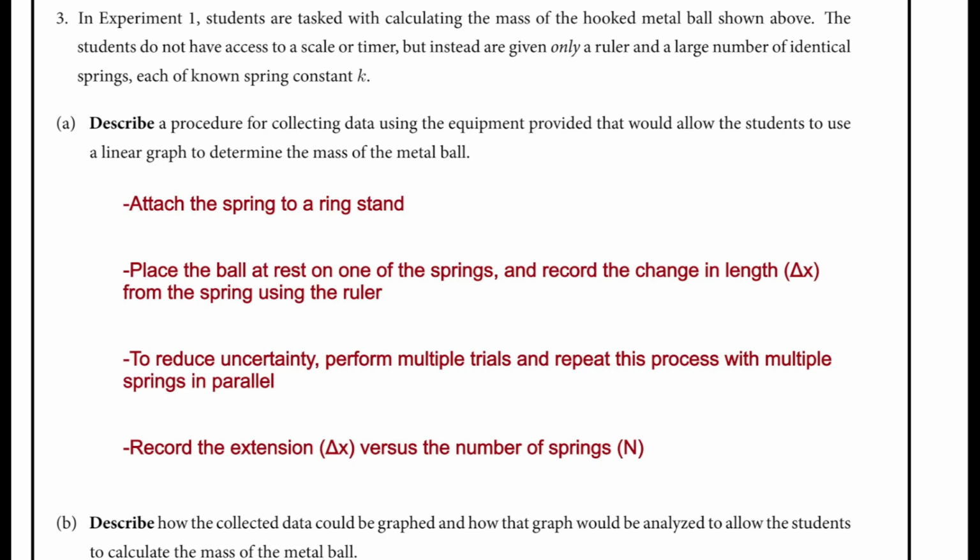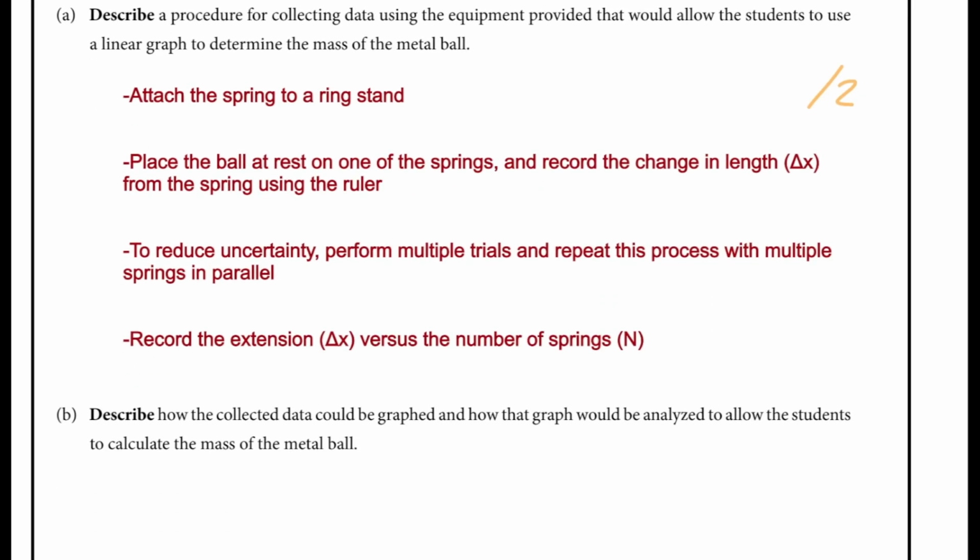So this part is out of 2. Again, if you have a totally different experiment than this that uses the equipment, it could very well be fine. Every time I ask a lab question, I find a procedure I wasn't expecting that's totally valid, so that could be you. Attach a spring to a ring stand, place the ball at rest on one of the springs, record change in length to reduce uncertainty, perform multiple trials, record the extension versus number of springs used.